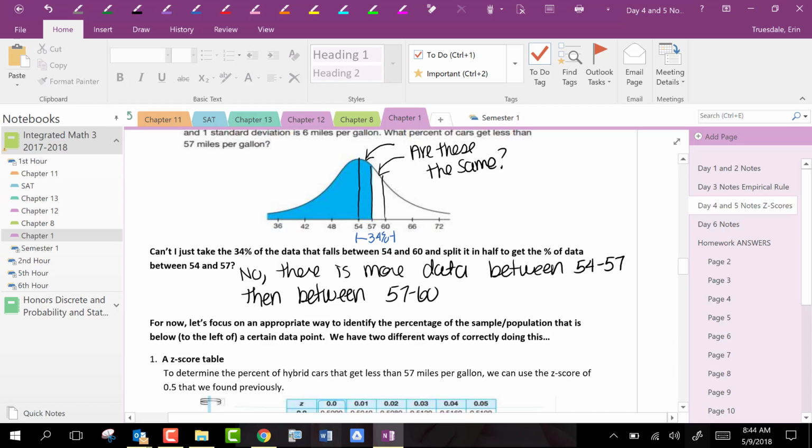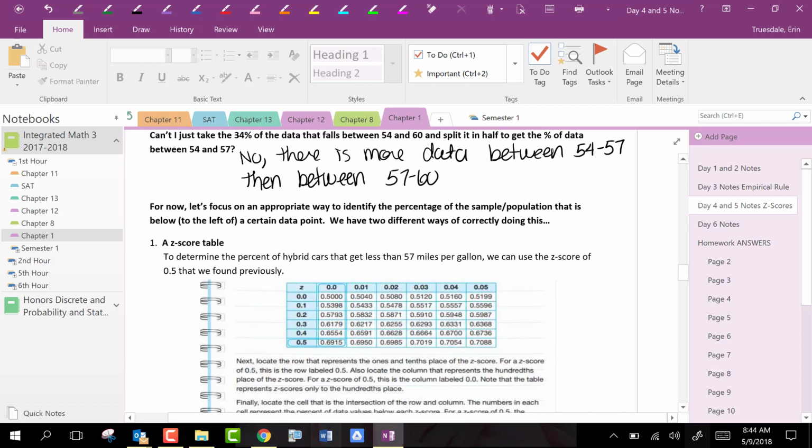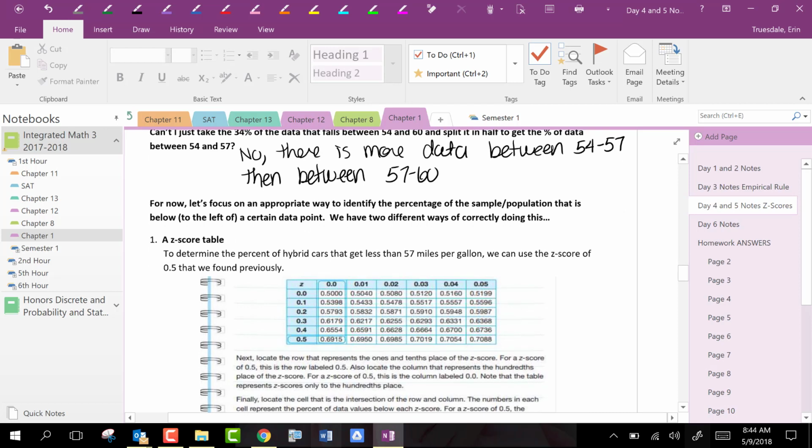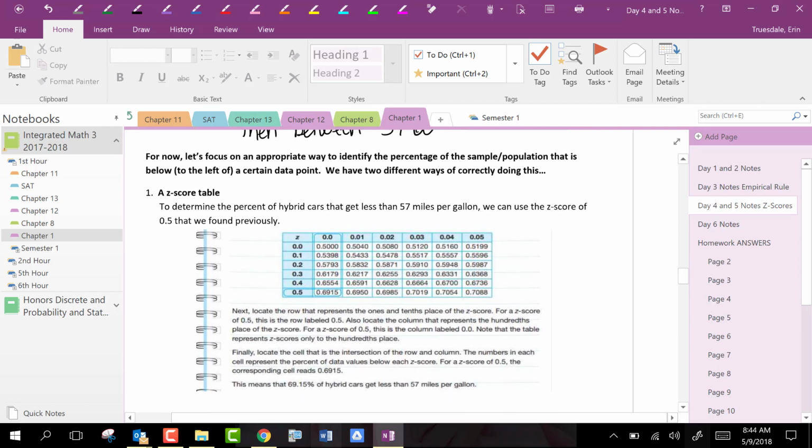We have two different ways of correctly doing this. The first is a z-score table, which is what you got. The z-score table always gives you what's lower than the data value, so it's always going to give you the percent lower. To determine the percent of hybrid cars that gets less than 57 miles per gallon, we can use the z-score of 0.5 that we found previously, and look it up in the chart.